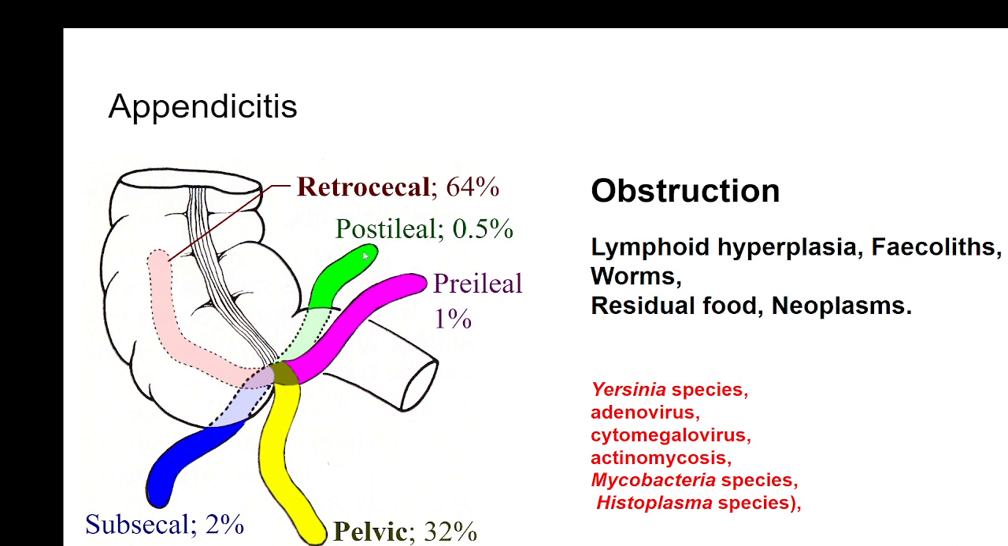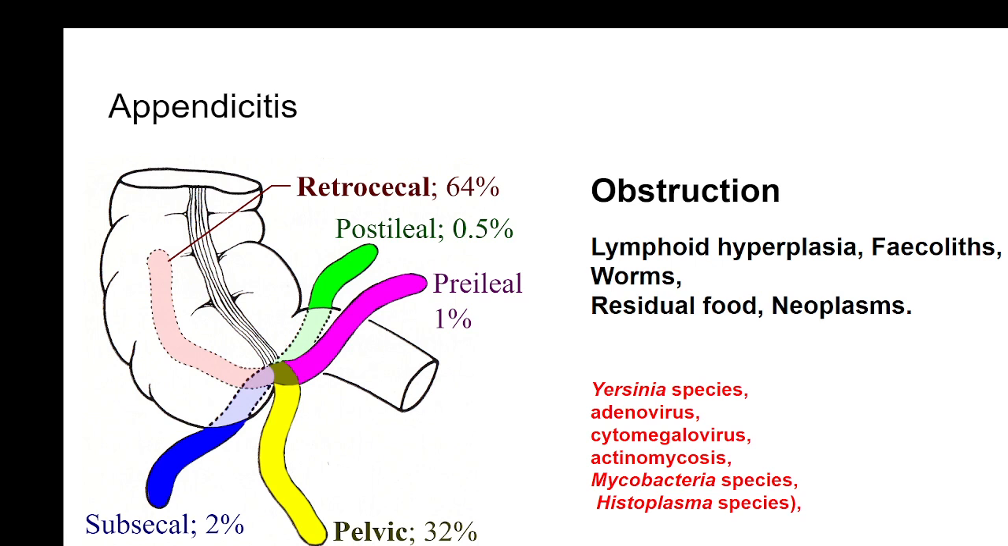Then you have pre-ileal and post-ileal. Pre-ileal is just anterior to the ileum, and post-ileal is behind the ileum. Subcecal is just on the sides of the cecum. But in the majority of situations it's in the retrocecal position. From the operative point of view also, knowing about the positions is important.